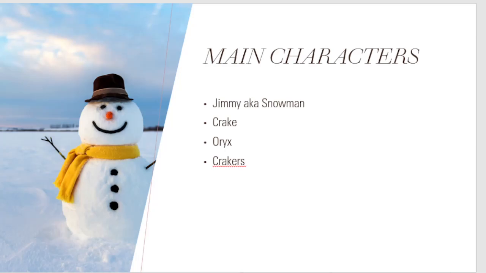And the final character is Oryx, whom I mentioned earlier. In her early life, she was a part of a sex trafficking ring, but while Jimmy and Crake were children or adolescents, they saw one of these child pornography videos, and from that moment onwards, Jimmy was obsessed with her. And later, when Oryx came to America, Jimmy was able to recognize her from this early video. And he was the one who introduced her to Crake. And Crake also fell in love with Oryx. So there is a sort of love triangle going on between Oryx, Crake, and Jimmy.